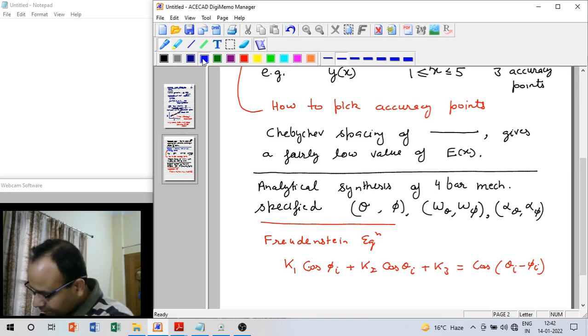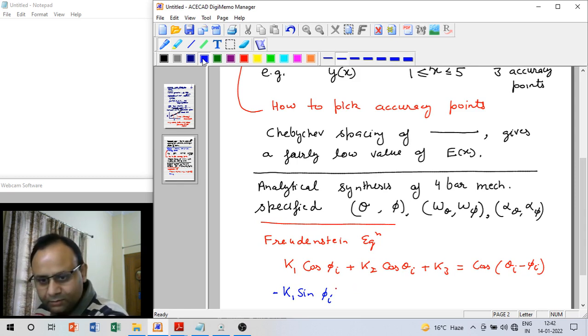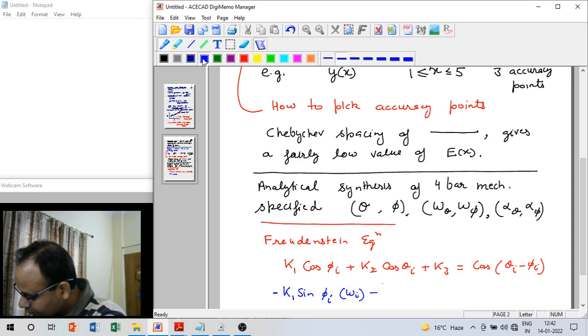Now if we differentiate this equation once, you'll get k1, you differentiate cos phi I, that will become minus sine phi I, and then the derivative of phi I. So what will that be? That will be omega I. Plus, no, not plus, it will again become minus k2 sine theta I, and the derivative of theta I.